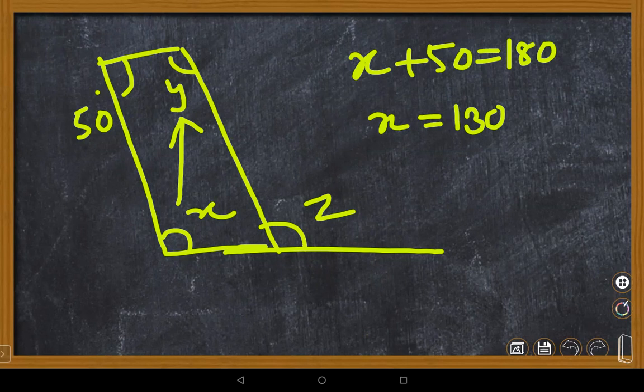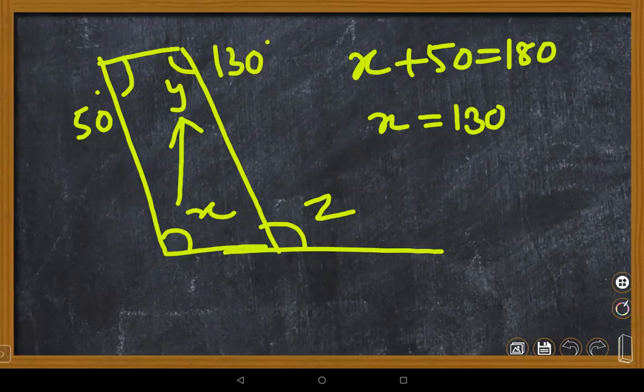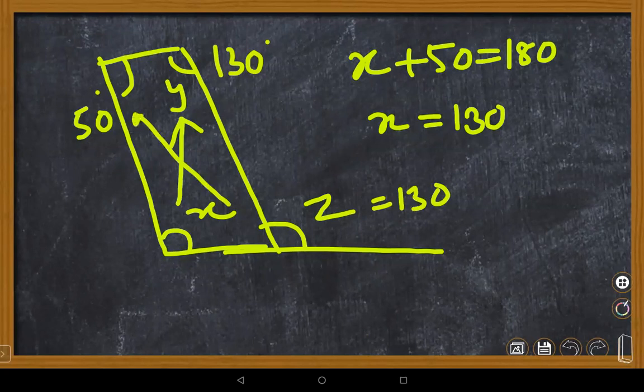Yes, Z is 130, ma'am. This is 130. What is the value of Z? Ma'am, Z is also 130. Very good, children. Why is it 130? Ma'am, opposite angles are equal, and subtract from 180. Opposite angles are equal. This is 50.